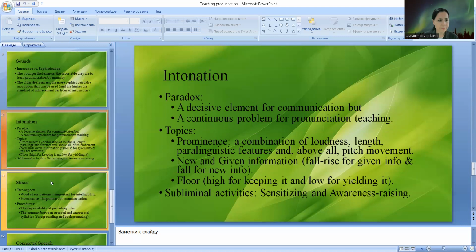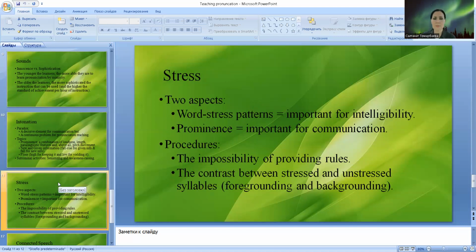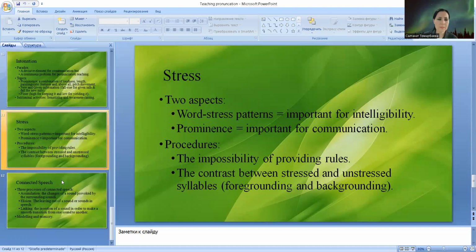So next, stress. It has two aspects of stress. Word stress patterns are important for intelligibility, and prominence is important for communication. And procedures: the impossibility of providing rules, the contrast between stressed and unstressed syllables. For example, stressed and unstressed, we should know that between the unstressed and stressed syllables there is foregrounding or backgrounding. So okay, and the next, connected speech.